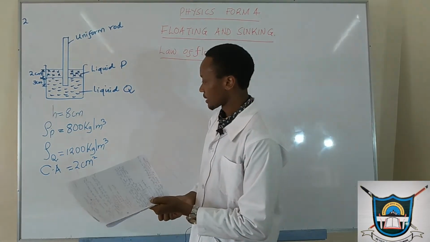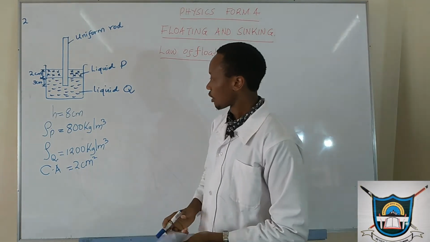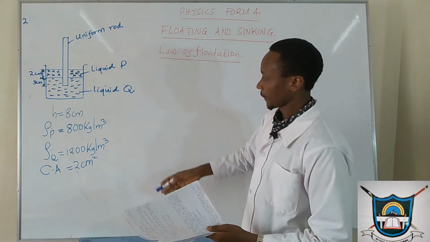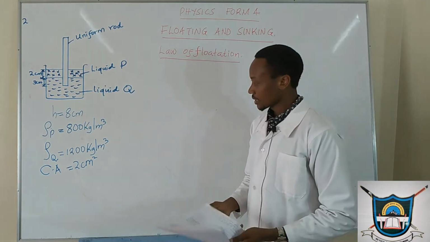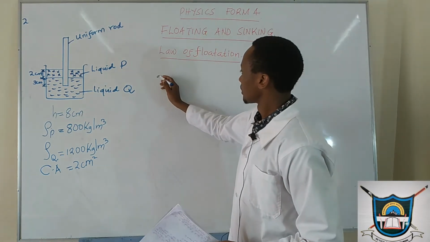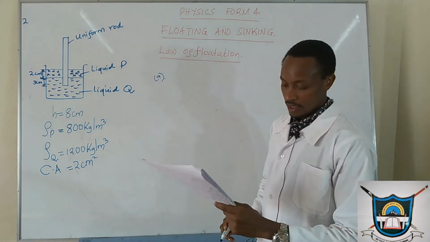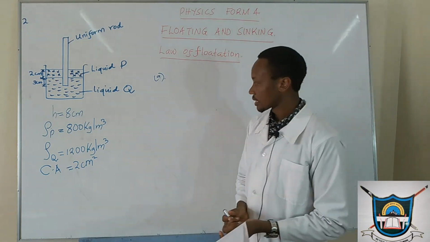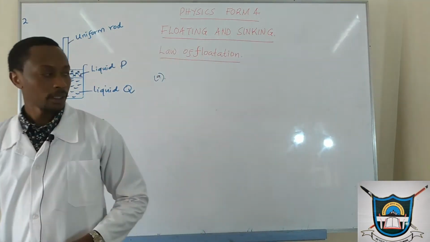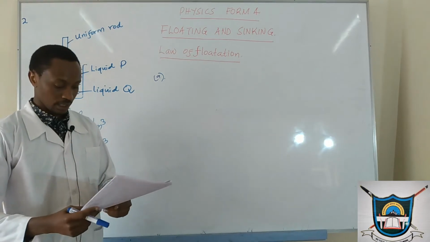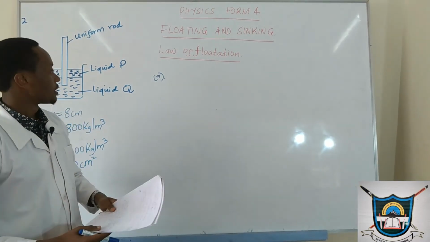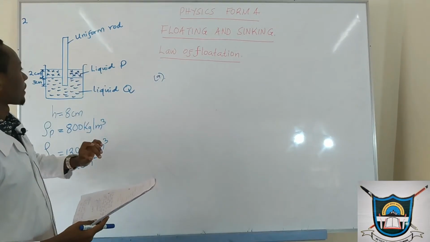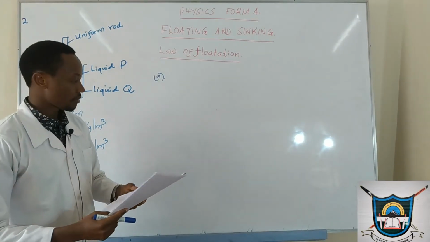So that is the question. Let's now go to our solution, to the other part of the question. You are supposed to determine part A: determine the weight of the liquid P displaced by the rod.